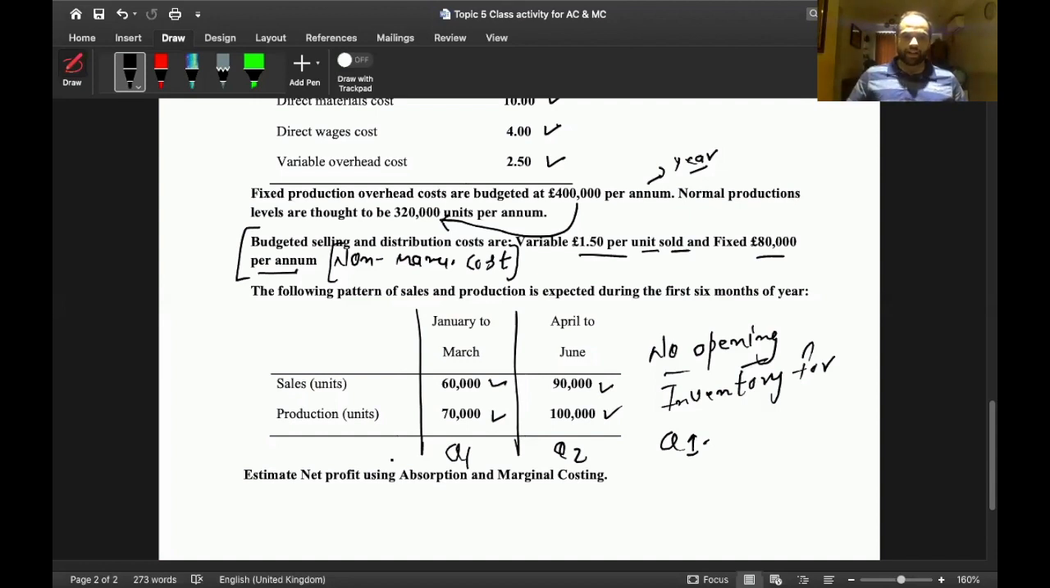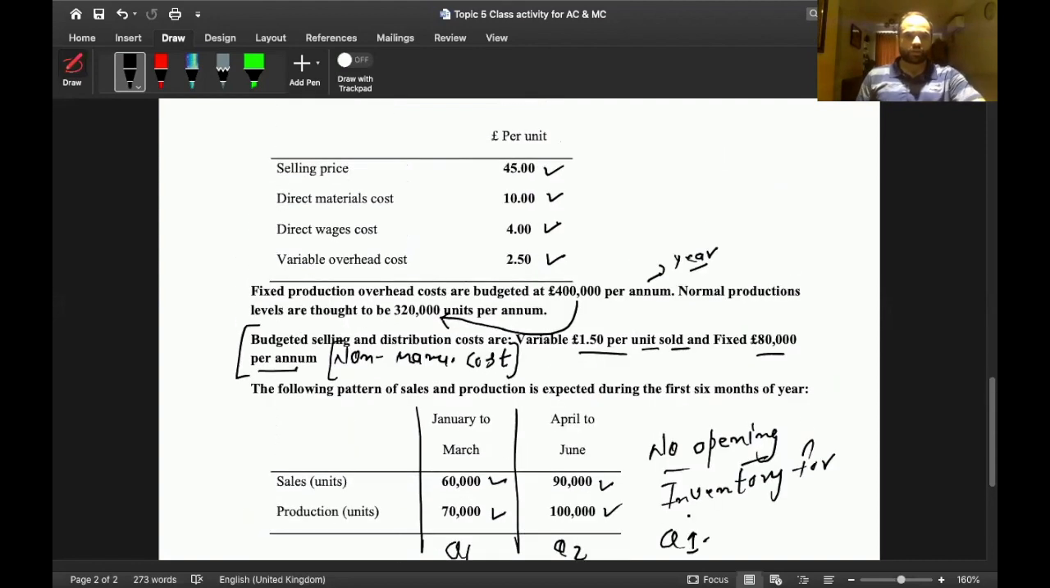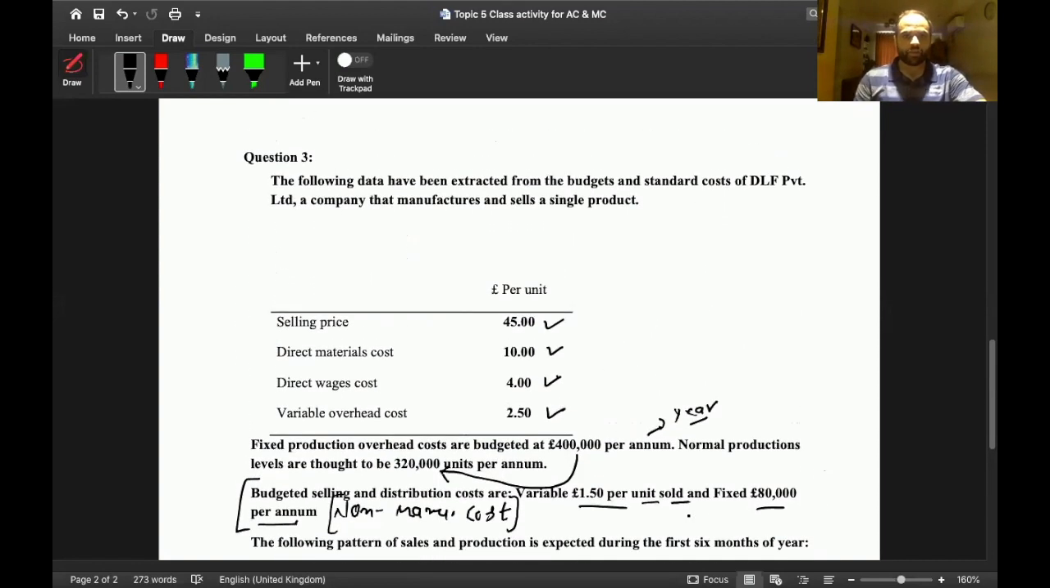You have to apply absorption costing to calculate profit for each quarter. All right, calculate profit for each quarter. All right, so that's your question 3.